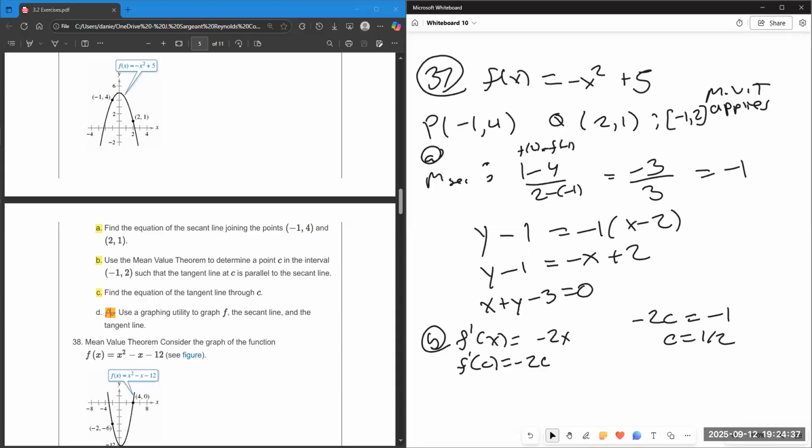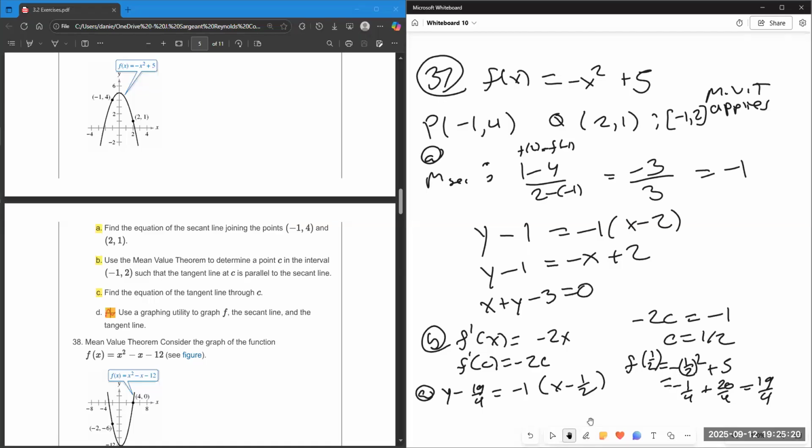And now I want to find the equation of the tangent line at c. So f of c, f of 1/2, is equal to -(1/2) squared plus 5, which is -1/4 plus 20 quarters, which is 19 quarters. So y minus 19 quarters is equal to the slope of -1. It's the same for the secant and tangent line. Times x minus 1/2.